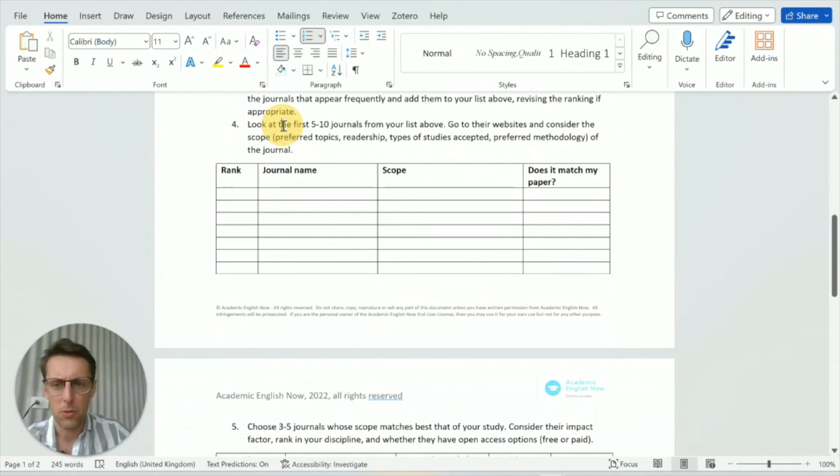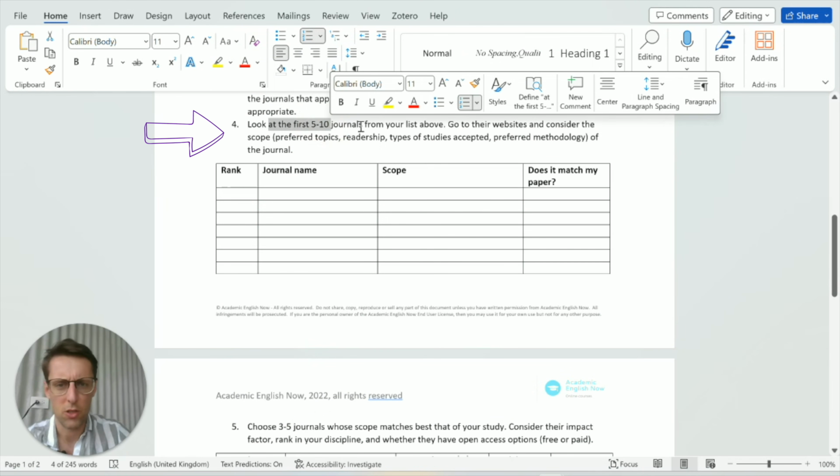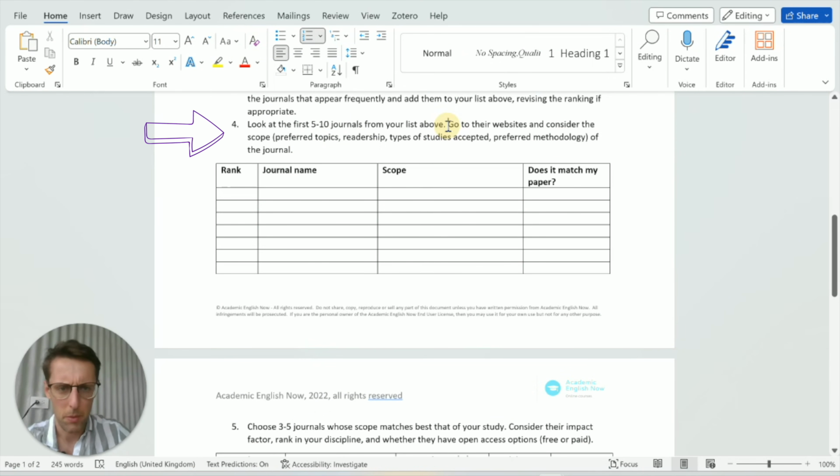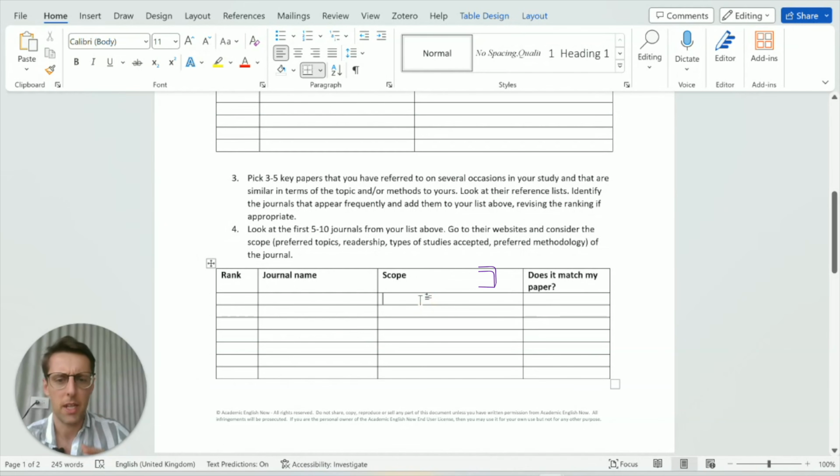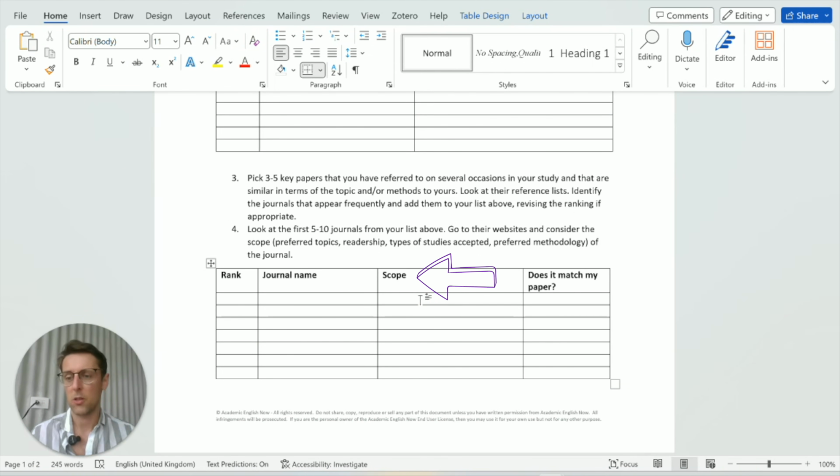And then what you want to do is look at the first 5 to 10 journals from your list above. And you want to go to the websites and consider the scope, right? So you'd put the journals in here, you just copy and paste it from point 2 and then write down the scope, okay? So you want to look at what topics the journal is interested in, what types of paper they are interested in, what they don't want to see, is it just experimental papers, and they will give you a lot of details about the scope of the journal. So you just want to copy and paste it from the website into here.